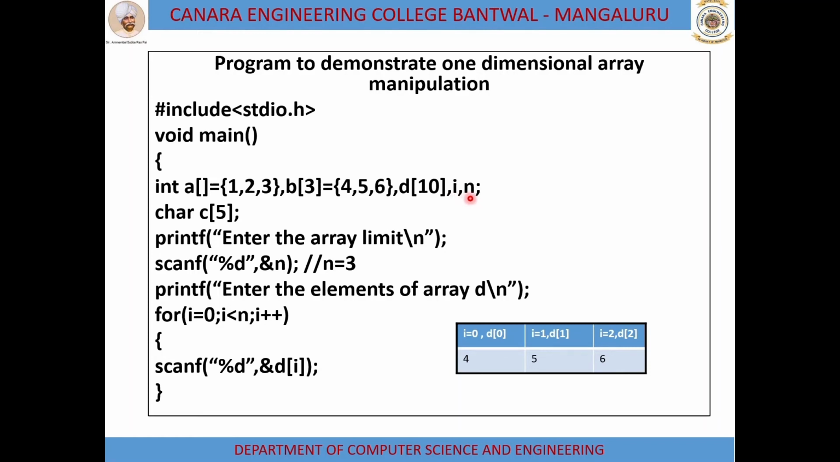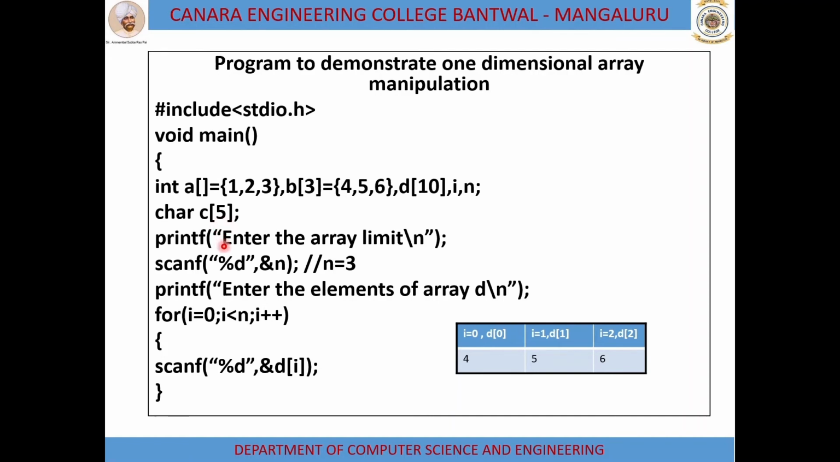Now I have declared another variable n, to specify how many elements I am going to accept. Here I have given the size as 10, but it doesn't mean that I have to accept all 10 values. I want to specify the limit, how many elements I'm going to store in this array, so I have taken n for that limit. Then I have declared a character array c with width 5, so it can hold up to 5 characters.